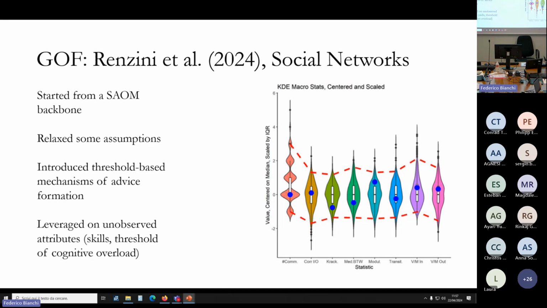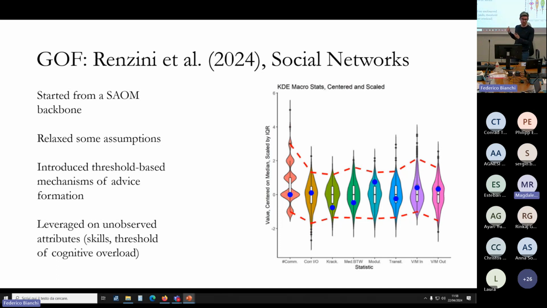It is a paper that Federico mentioned together with Flamini as well, where we basically wanted to start from a sound backbone, relax some assumptions, introduce more fine-grained and observed mechanisms of network formation for an advice-seeking relationship, also leveraging observed attributes like skills or thresholds of cognitive overload that weren't present in the Lazega network, and in which we basically derive a routine to then test the implications on the artificial network itself by following a procedure that was outlined in Christian and Tom Snijders' 2015 paper.